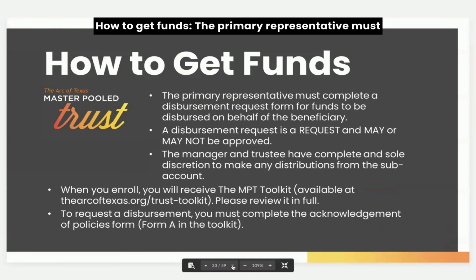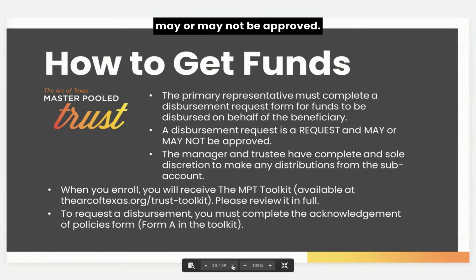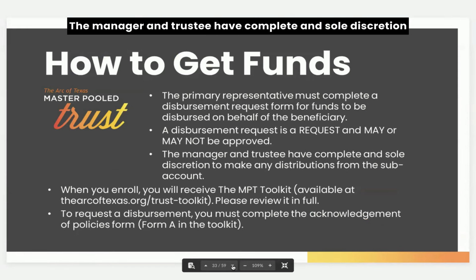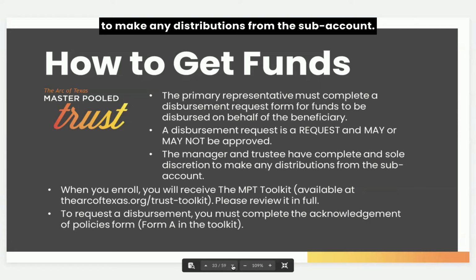How to get funds. The primary representative must complete a disbursement request form for funds to be dispersed on behalf of the beneficiary. A disbursement request is a request and may or may not be approved. The manager and trustee have complete and sole discretion to make any distributions from the sub-account.